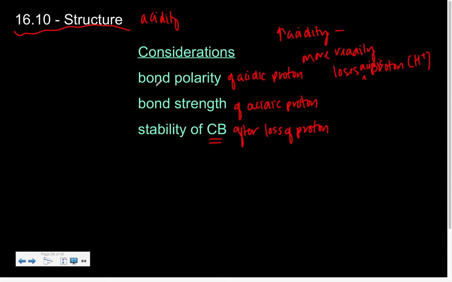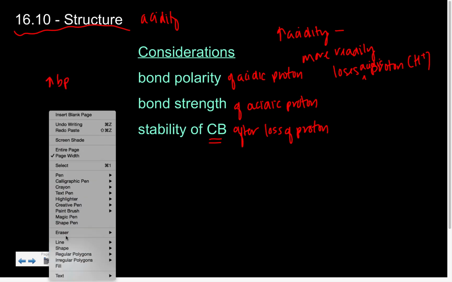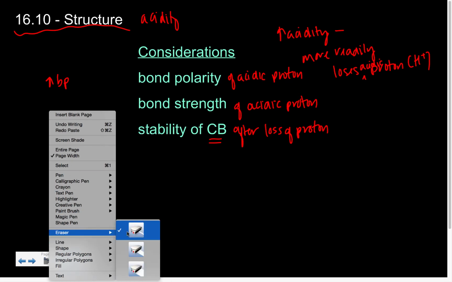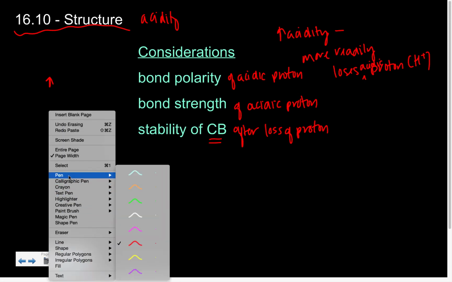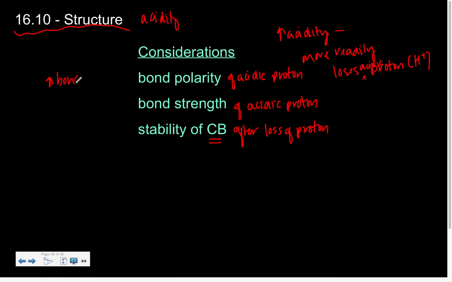As we increase my bond polarity, we increase the acidity. As we decrease bond strength, we increase acidity. And as we increase the stability of my conjugate base, we increase the acidity.